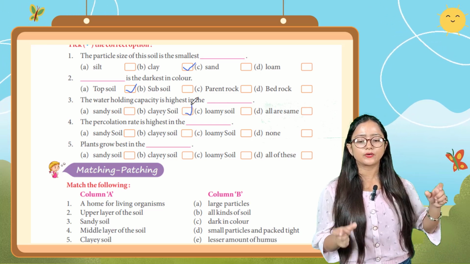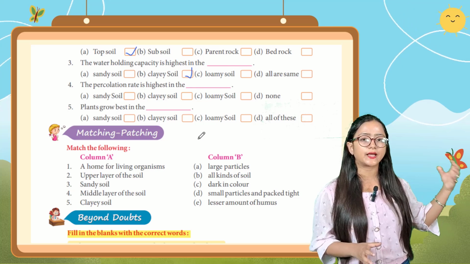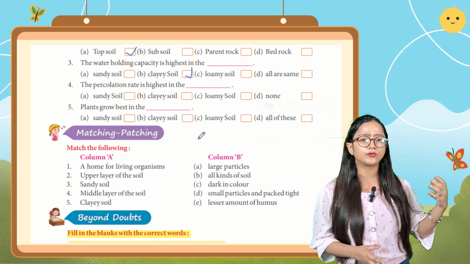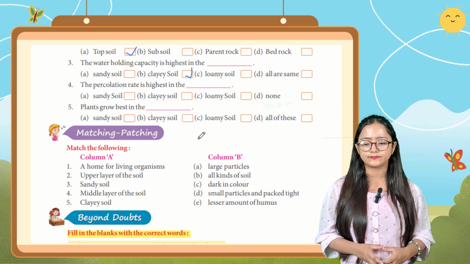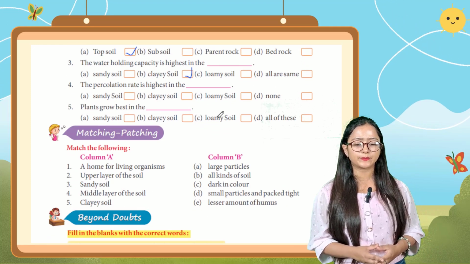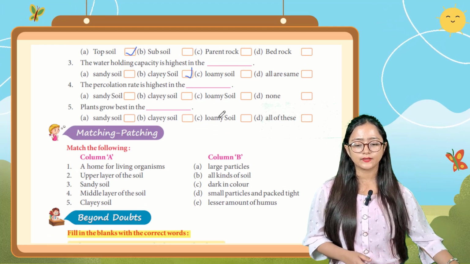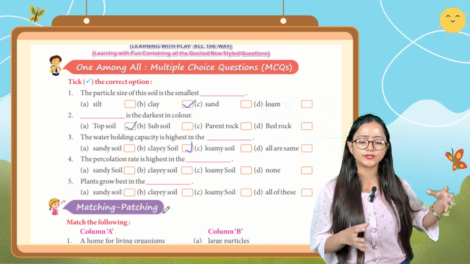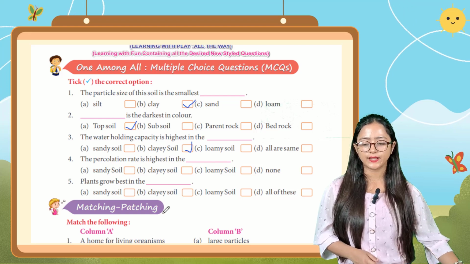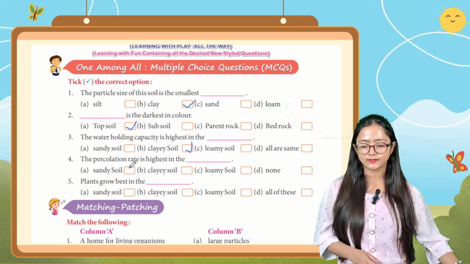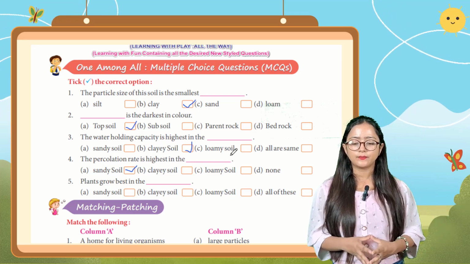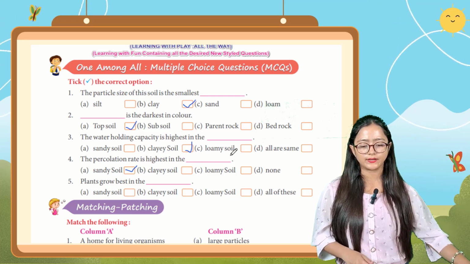Next one, the percolation rate is highest in the dash. Is it sandy soil? Is it clay soil? Is it loamy soil or none? Percolation rate means the rate at which water passes through the soil. So the percolation rate is highest in sandy soil. Tick that one. Next, plants grow best in the dash. Plants grow best in the loamy soil. Tick that one.